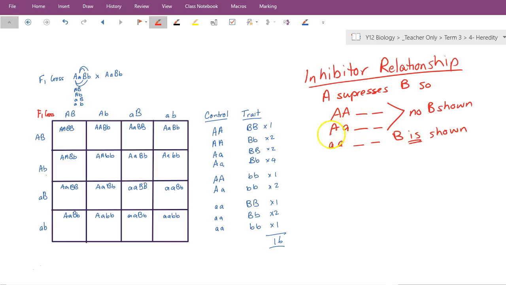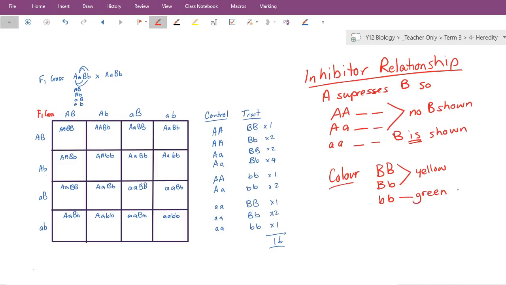If A does work, in other words, there are any dominant A's or big A's, then B is suppressed and doesn't get to show. Now, the example we showed you in this case was the zucchinis, where the colour of the fruit is determined by the B gene. If there's a dominant allele, big B or big B little b, it will give a yellow colour, or if you have just the recessive gene, you'll end up with a green fruit.